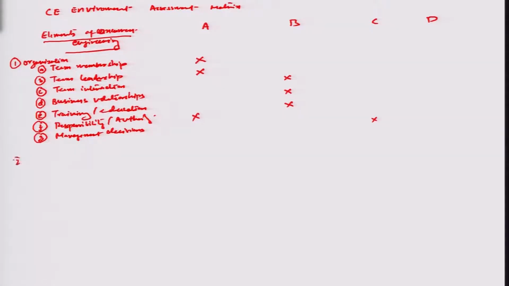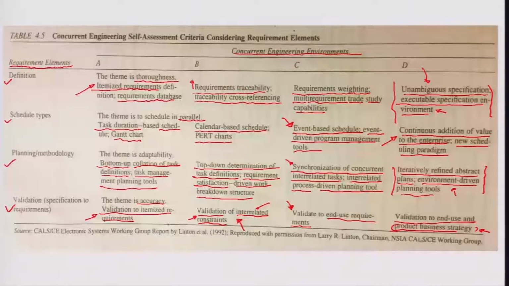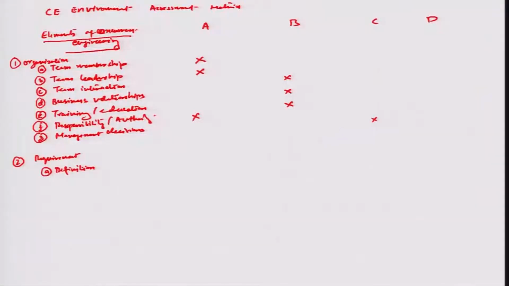If we look at the requirement aspects again, let's look at what are the requirement sub elements which are to be considered. The first requirement sub element is definition. Definition related to the product line in question, and we already know from our earlier analysis that the requirements in this case are mostly documented customer requirements, and customer needs recognized through market surveys and competitive benchmarking. If we go back into the requirements self-assessment matrix, we find that this corresponds to level A, which talks about itemized requirements definition or requirements database. So it's very specific, related to need based design ideas. Therefore the definition is at level A. So we will just mark the definition at level A.